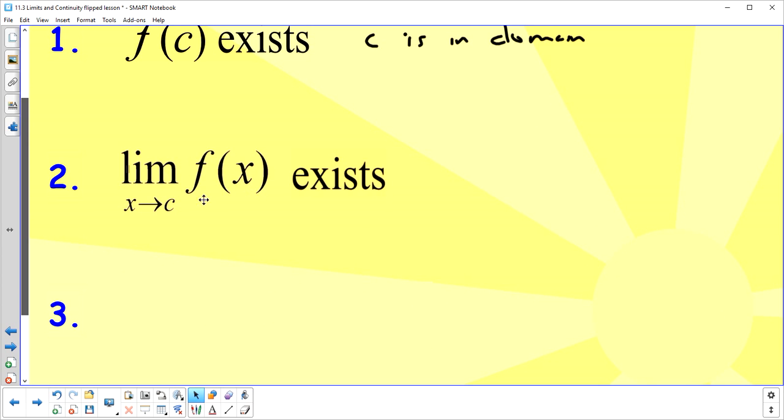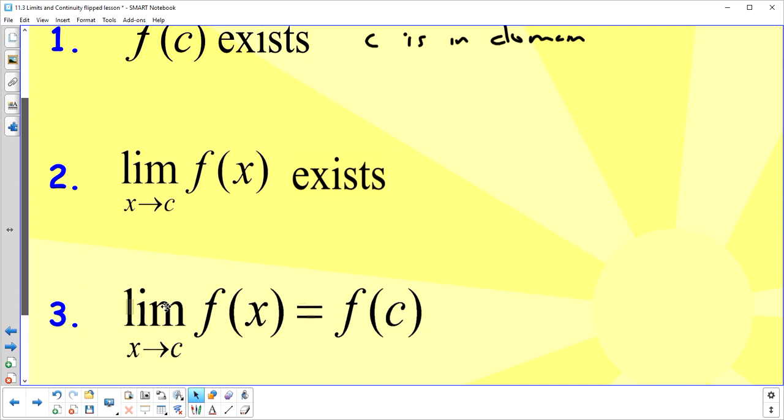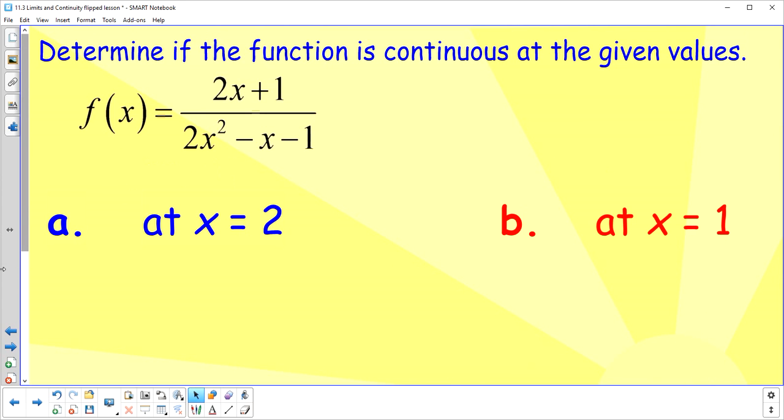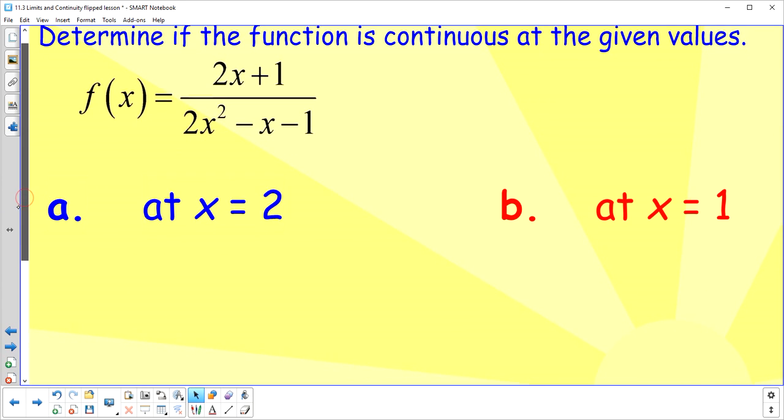Okay, the second piece then is that the limit exists at c. So again, x is approaching c, f of x, the limit exists. And the last piece then, we're going to test those two pieces. They also have to be equal. So in other words, this just says that step 1 equals step 2. So we're going to do the first part, see if it exists, then we'll find the limit, see if it exists, and as long as those two are also equal to each other, then we can say we're continuous at some point.